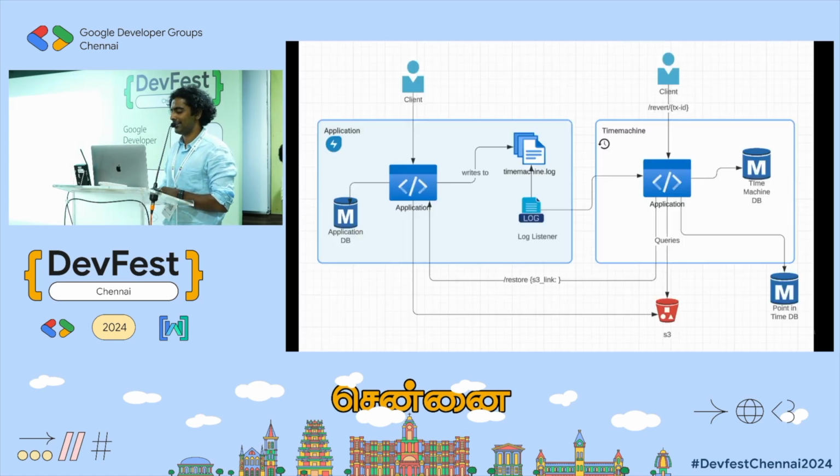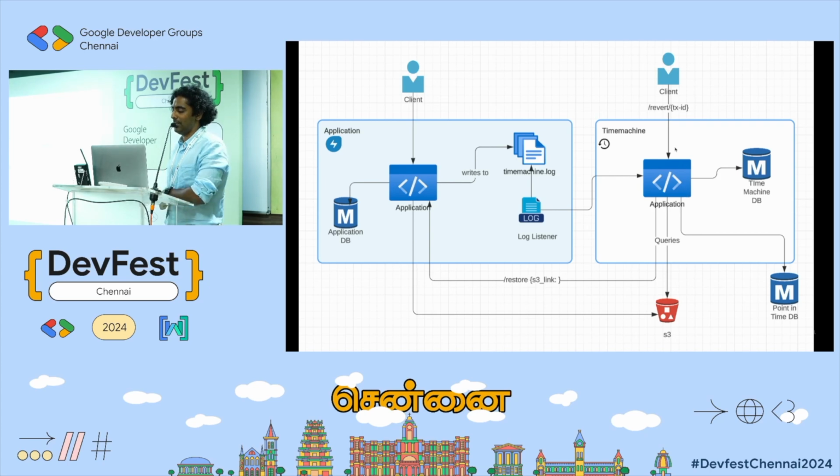So here is the architecture diagram of how we will solve it. Basically, this application can be more than one. I just put it simple here, but it will be a large microservice system, and you will have a lot of applications here. All right. So every time something changes in the application, it gets written to a time machine log, and then there is a log listener that sends this data to a central time machine application. This part is already available through open source mechanisms. It's just a matter of you plugging them in.